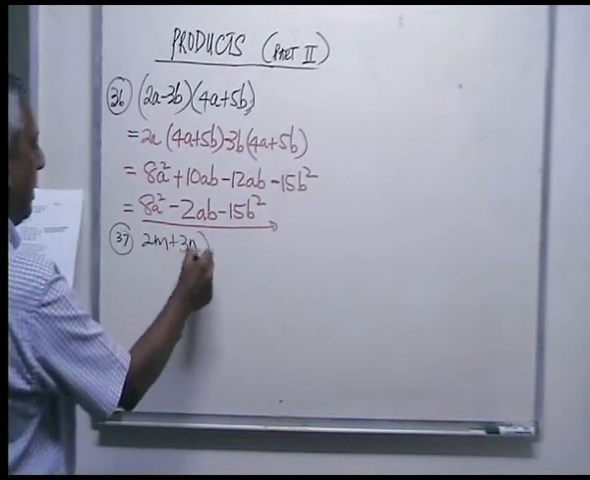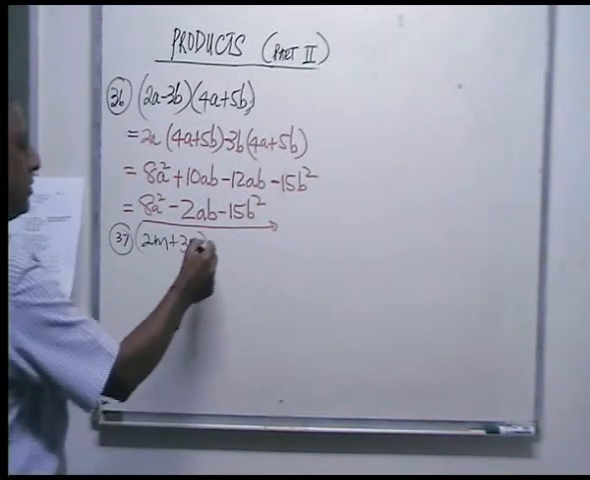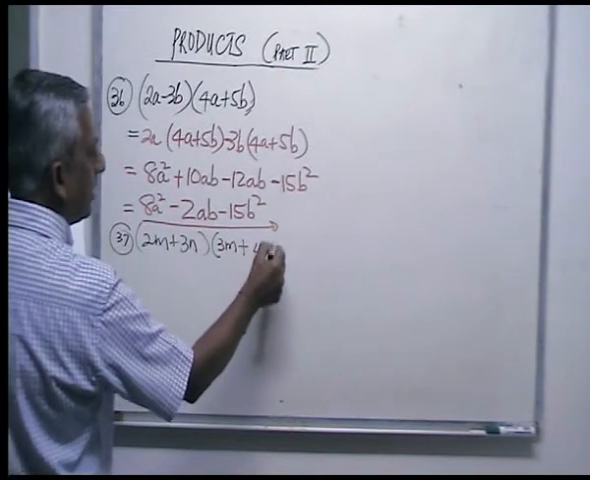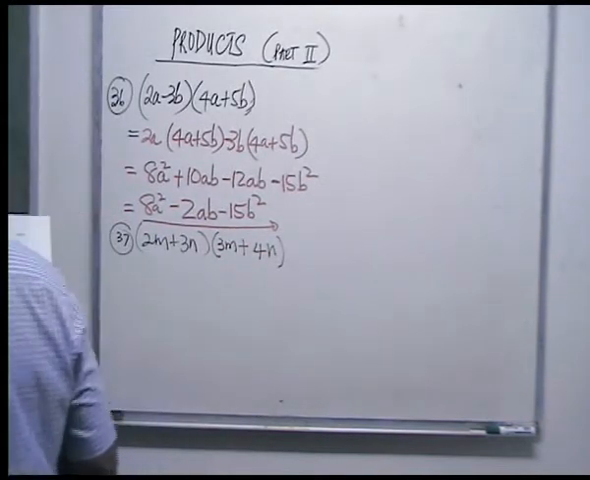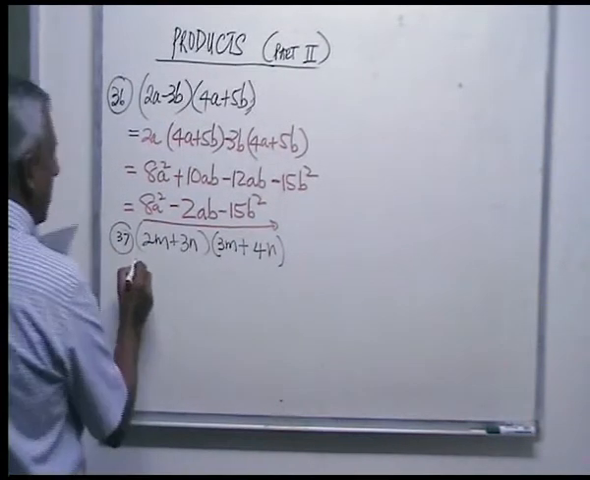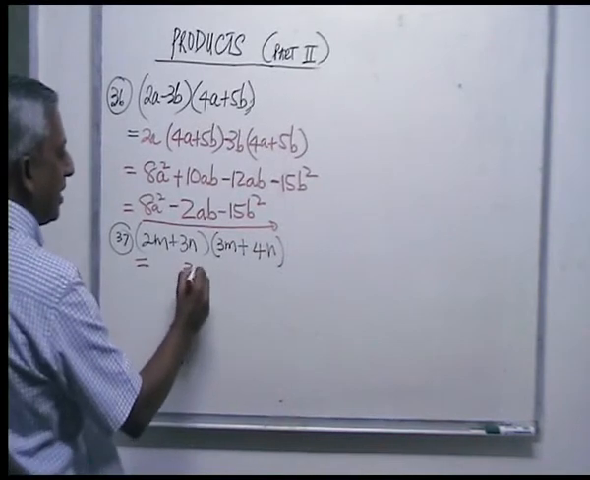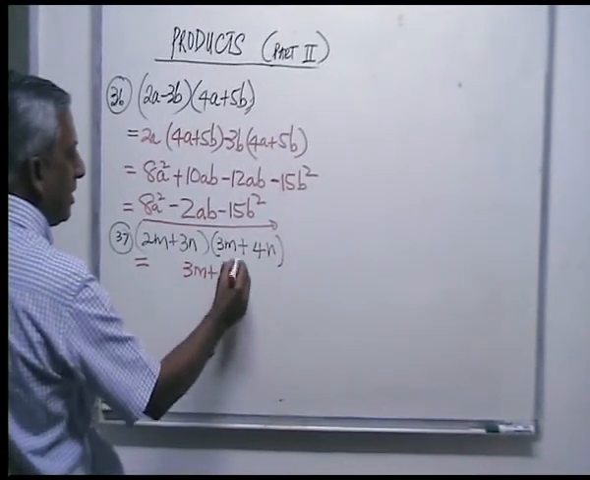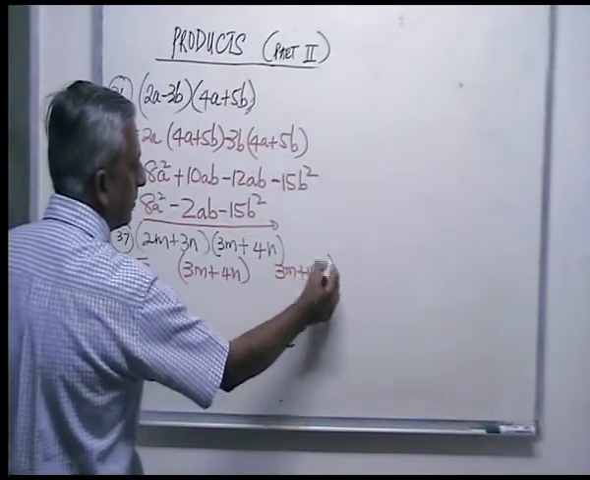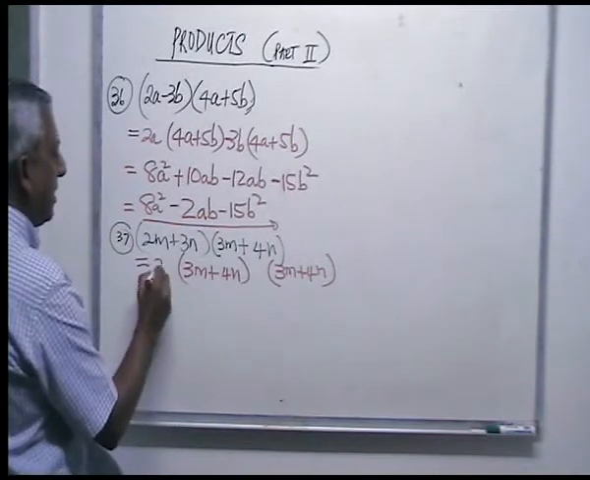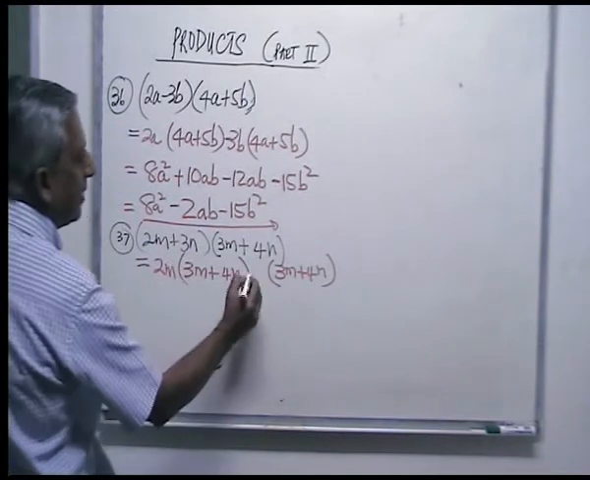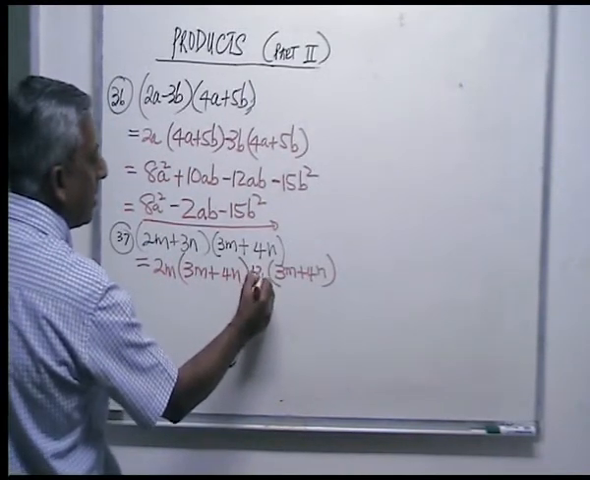2m plus 3n into 3m plus 4n. So if I write answer here, I write my second bracket down 2 times. In the front here I write 2m, in the middle here I write plus 3n.